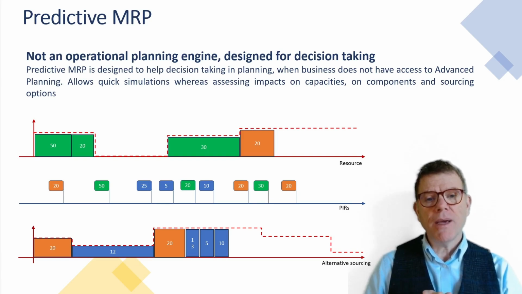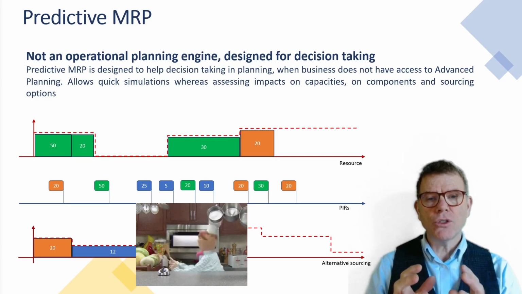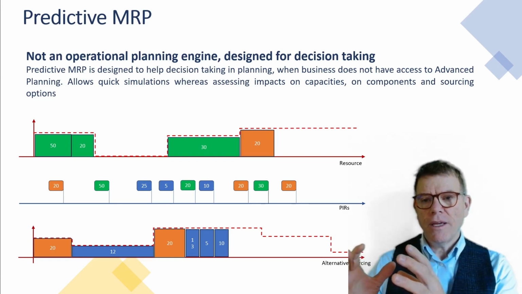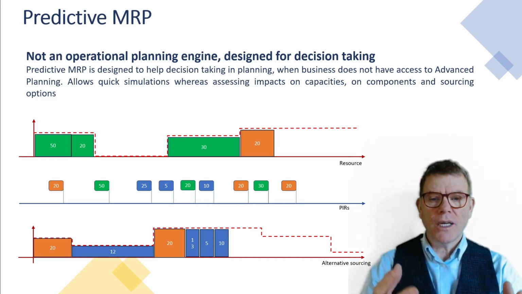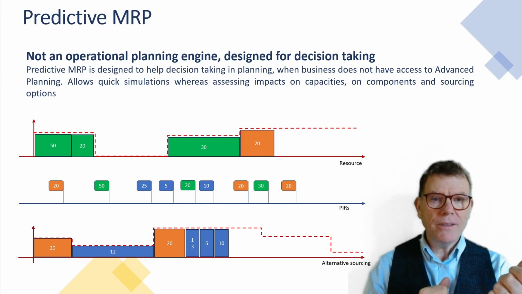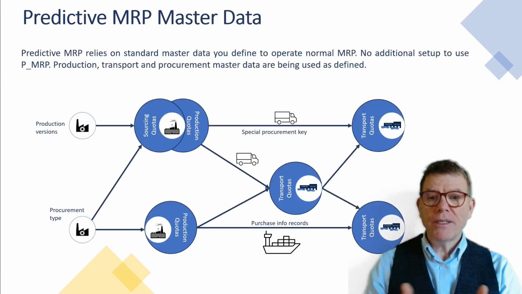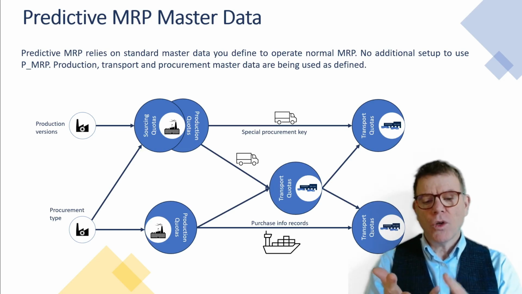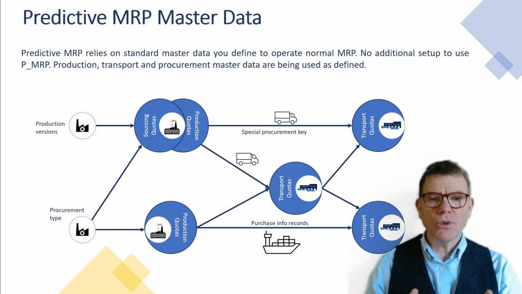The predictive MRP is made for you to assess different situations starting from the demand, the planned independent requirements, the PIRs, and then asking the system, via an MRP real-time calculation, to give you the impact on the capacity, on the sourcing, on the component requirements. And to make this work, predictive MRP uses the regular MRP master data. In other words, product master, resource or work center master, production version, transportation lane by means of special procurement key, planned purchase info record, and so on and so forth. So if you have a good setup of master data, you are a good candidate to run an easy predictive MRP and get the result out of it.